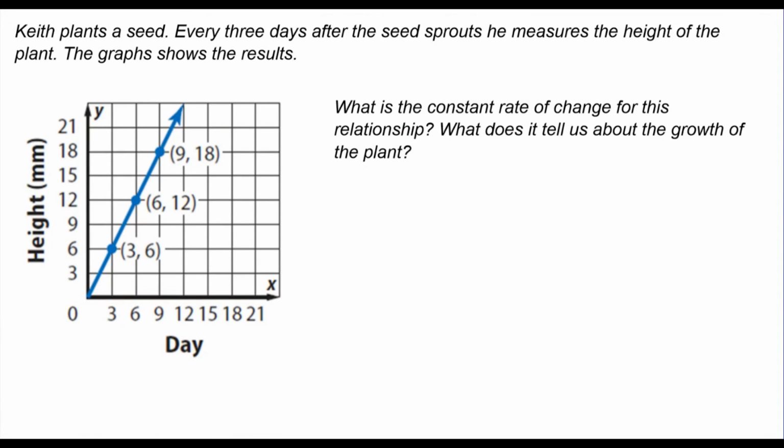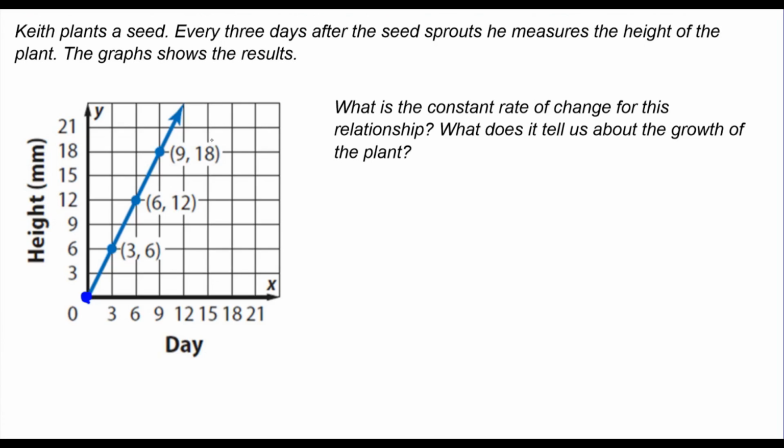So let's look at this graph here. Keith plants a seed. Every 3 days after the seed sprouts, he measures the height of the plant, and the graph shows the result. What is the constant rate of change for this relationship, and what does it tell us about the growth of Keith's plant? So here we see that this is a proportional relationship because it's a straight line and it passes through the origin, because at 0 days he had 0 millimeters of plant.